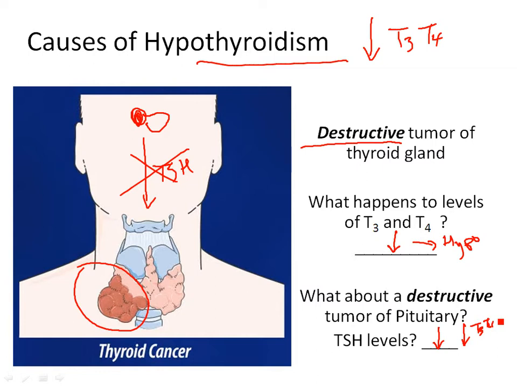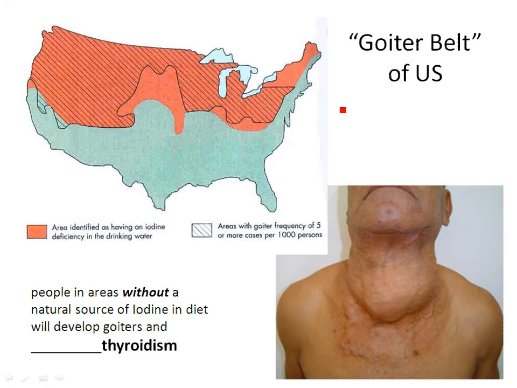And if you see this trend, you see that this is both destructive type tumors, whereas the proliferative tumors were causing hyperthyroidism. Okay? Now, in some areas of the U.S., there was a trend for thyroid problems and goiter development. And these people had hypothyroidism. They didn't have enough thyroid hormones in their bloodstream. And what was happening is they just didn't have enough iodine in their diet, typically within this area.